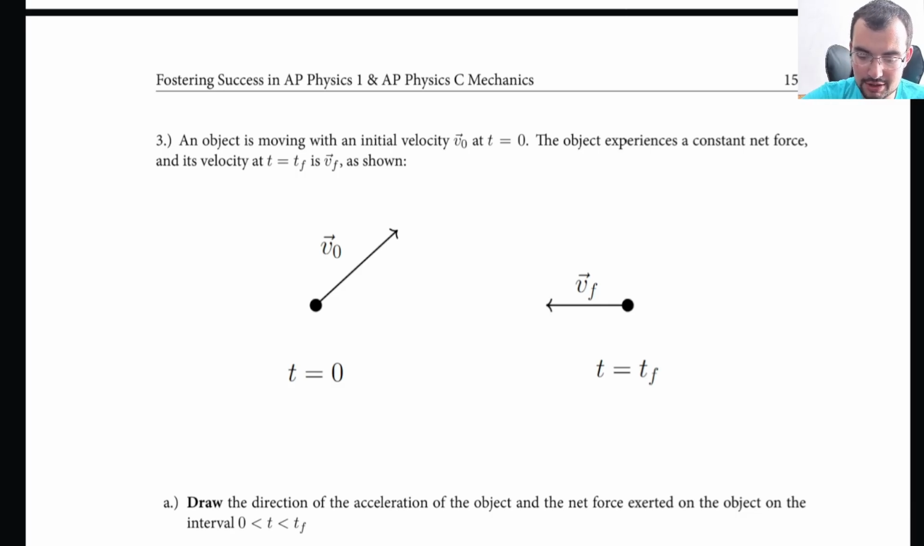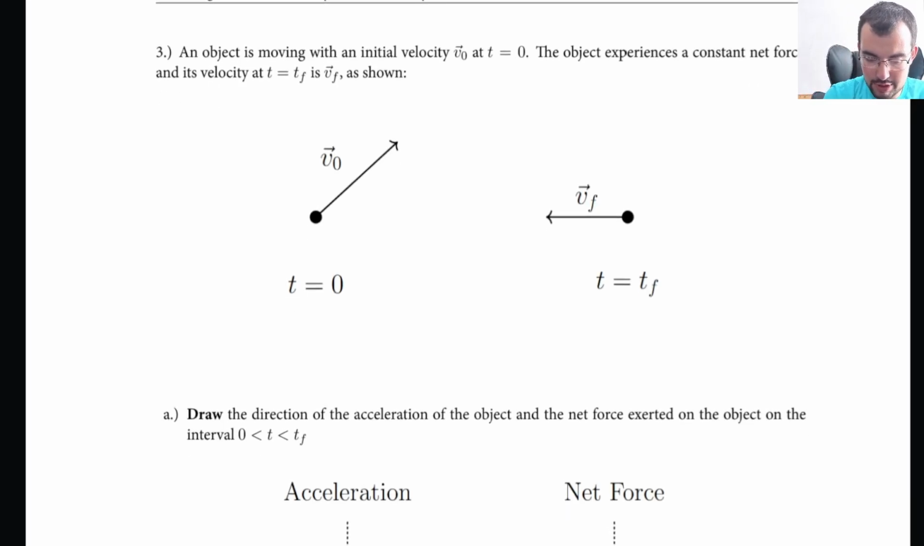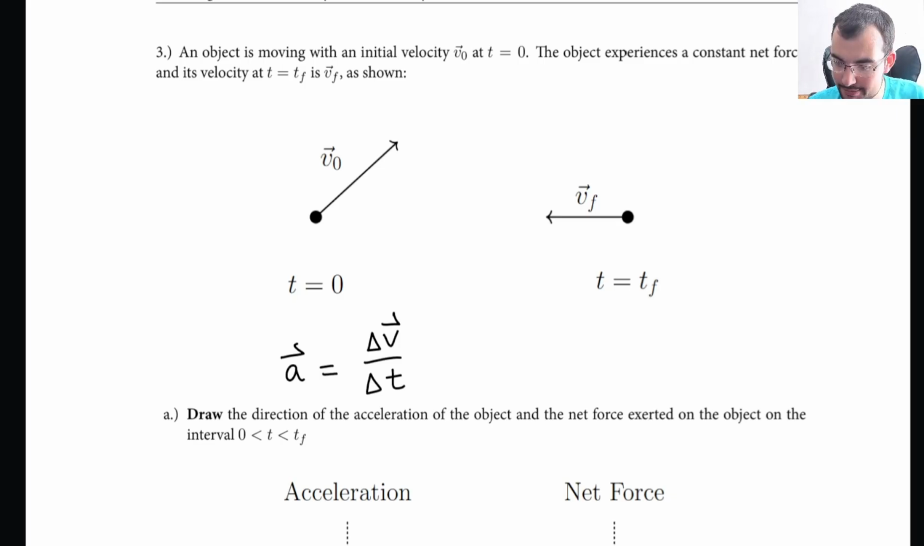Now, we can determine the direction of acceleration because we know that acceleration is the change in velocity divided by the change in time as a vector. So we can just do some tip to tail addition to figure out what had to happen. So our initial velocity, v0, was up and to the right. And our final velocity, vf, was left.